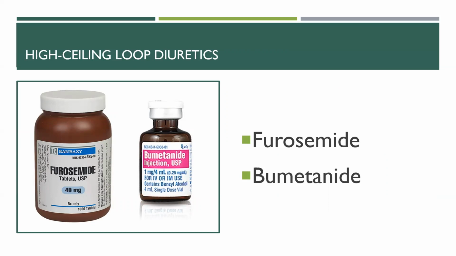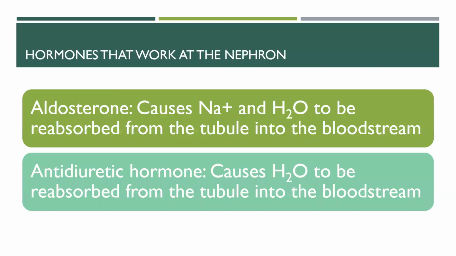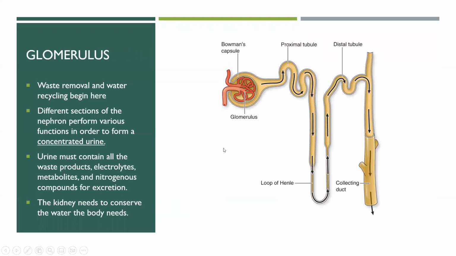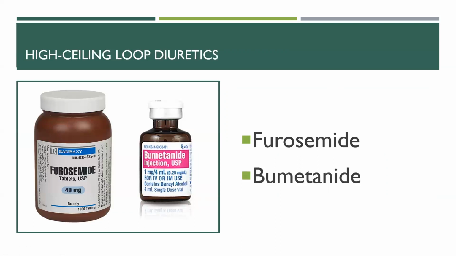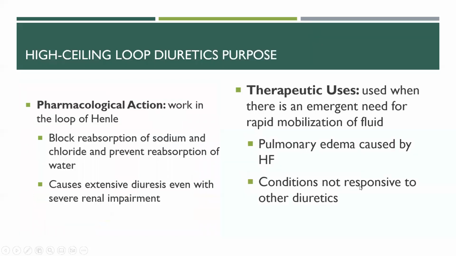Starting out, I want to first talk about high ceiling loop diuretics. These loop diuretics all come back to the loop of Henle. What we've got is furosemide and bumetanide. All of these work in the loop of Henle. They block reabsorption of sodium and chloride and prevent reabsorption of water. They cause extensive diuresis even in patients who have severe renal impairment.